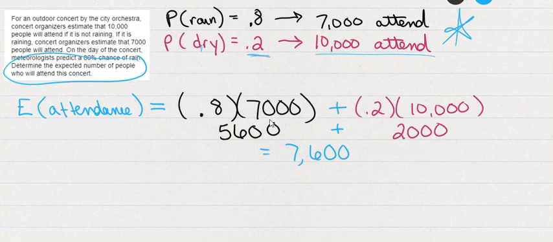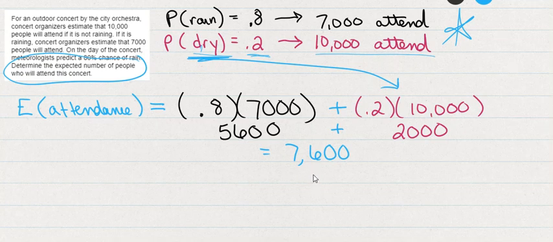And then the next possibility is if it's dry. So we'd have a 20% chance of dry or not raining times the 10,000, and that gives us 2,000. If we add these two values together, we get our completed answer. Our expectation for attendance is that we could expect 7,600 people.